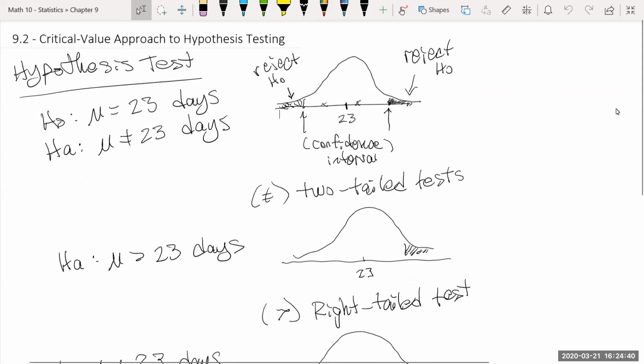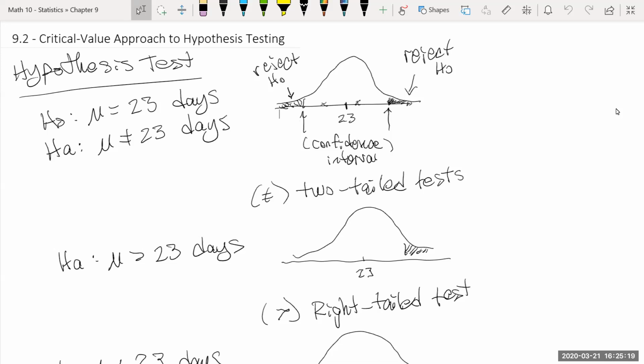And in 9.2, this is where we start hypothesis testing. It's called the critical value approach to hypothesis testing. And I will tell you, this is a common way to do hypothesis testing in schools, in statistics classes, but it's not a common way that they do it in industry or in the research. When I was doing research for my dissertation to get my PhD, every study I looked at that did a hypothesis test did not use the critical value approach. They used the p-value approach, which we'll learn in the next section.